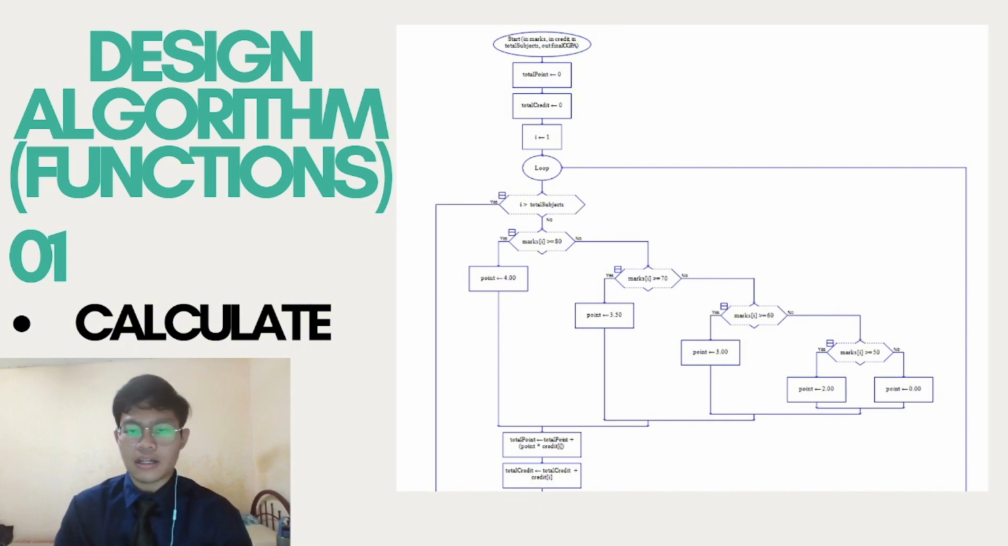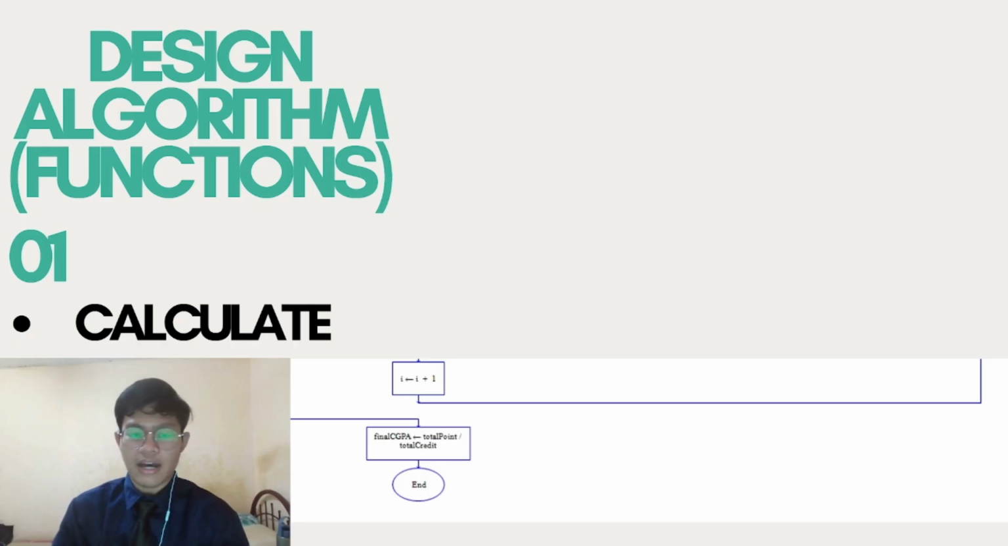For the loop body, if the marks are over or equal to 80, the student will get CGPA 4.00. If the marks are over or equal to 70, the student will get CGPA 3.50. If the marks are over or equal to 60, the student will get CGPA 3.00. If the marks are over or equal to 50, the student will get CGPA 2.00. If not, the student will get CGPA 0.00, which means fail. This is the output for the returned value of the function to find the CGPA.